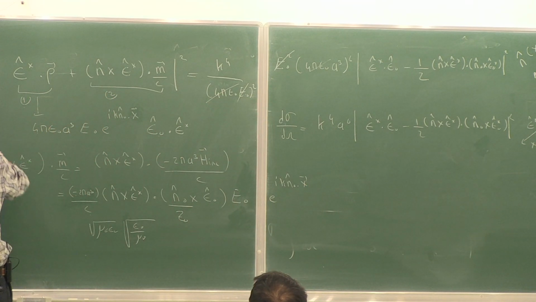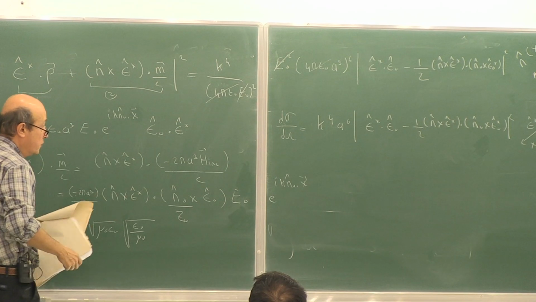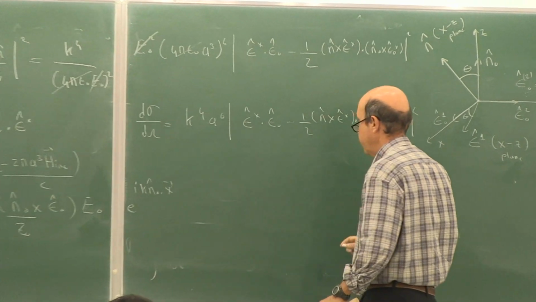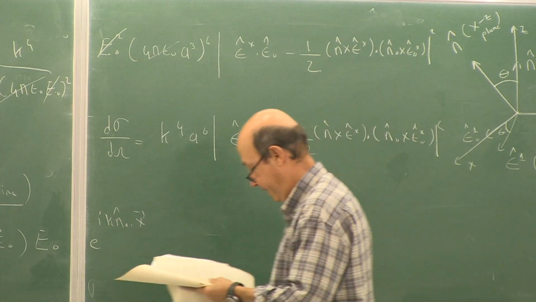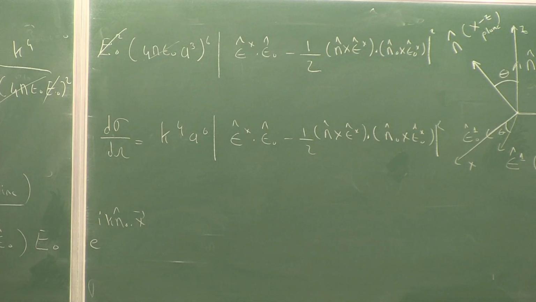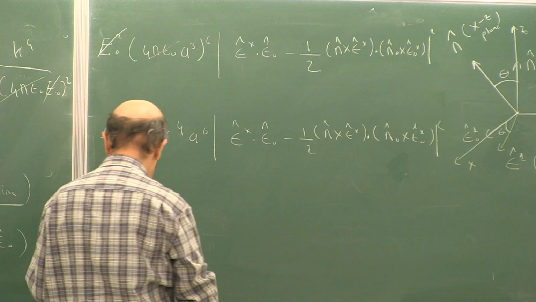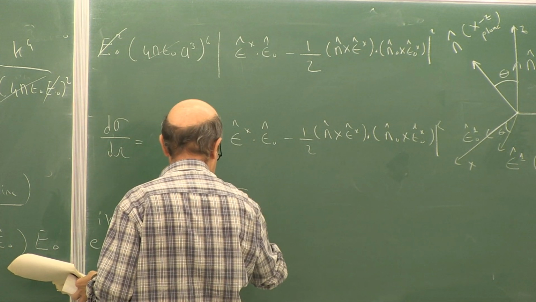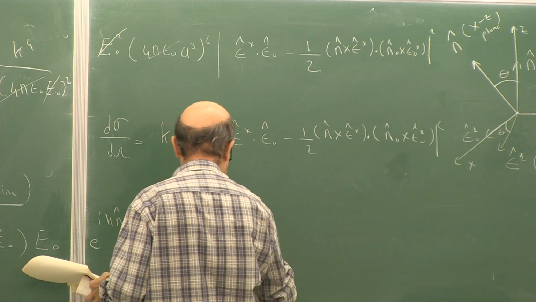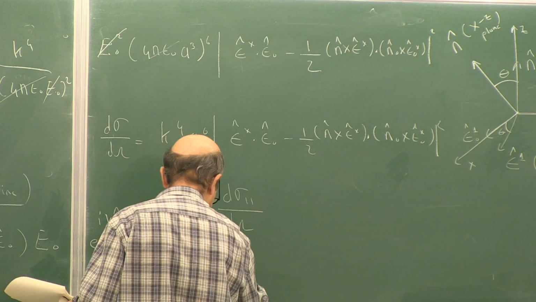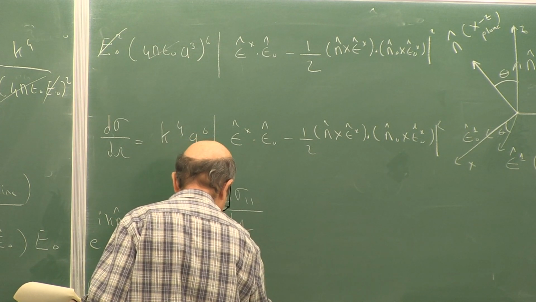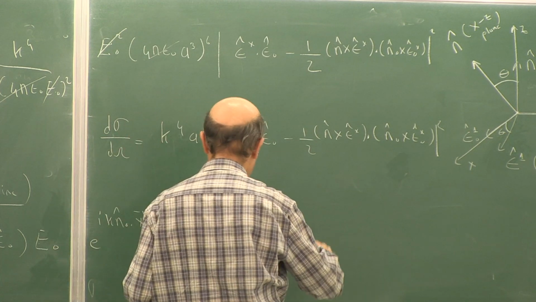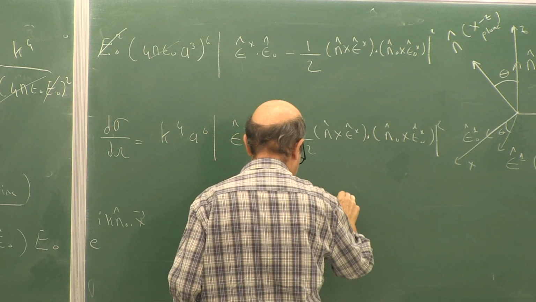So if you take the parentheses, that will be minus 1 over 2. So let us try to calculate this. Let us again separate the parallel and perpendicular scattering cross section per solid angle, parallel to the scattering surface and perpendicular to the scattering surface. You have k to the 4, a to the 6.